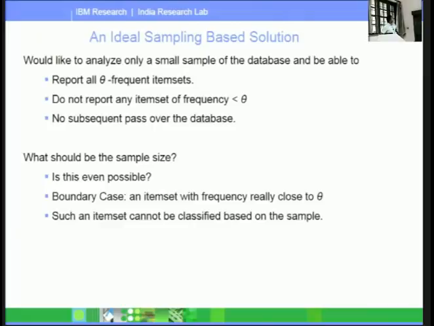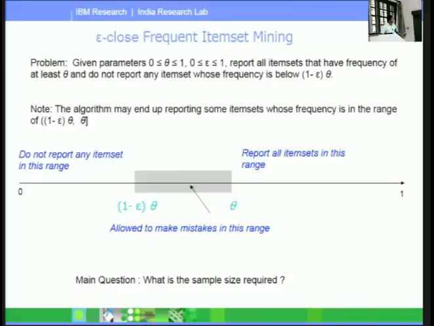Ideally, you would like to do something like this, okay? So you want to take a sample S and report all these theta frequent items from this sample and not report anything else. Okay, so this is how a sampling strategy would work. But this is really not a good idea because you will have trouble with item sets whose frequency is very close to your theta parameter.